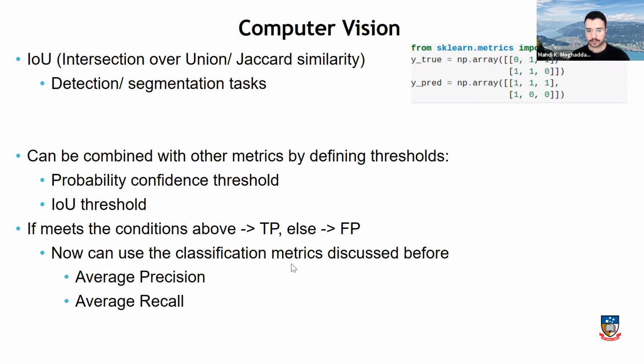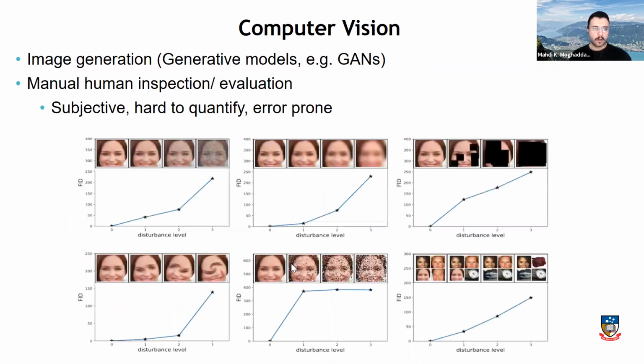People commonly use, for example, mean average precision, and that's first average over the classes and then mean over all the samples. That's called mean average precision, or mean average recall also exists. So that's for two of the tasks.